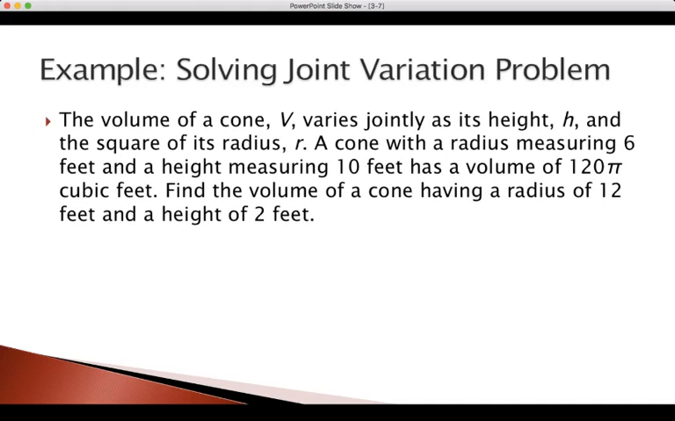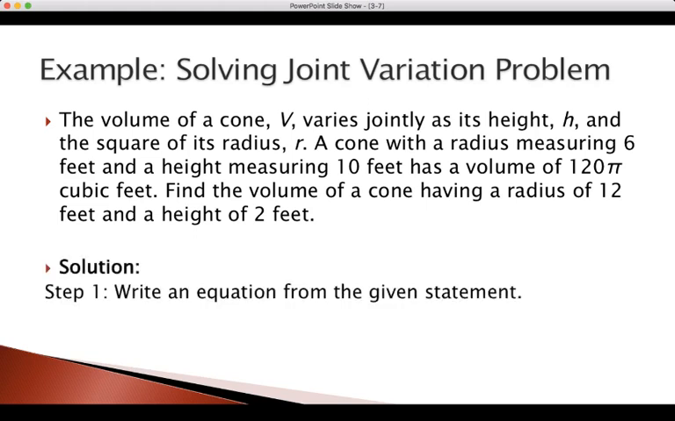Consider this. The volume of a cone V varies jointly as its height h and the square of its radius r. A cone with a radius measuring 6 feet and a height measuring 10 feet has a volume of 120 pi cubic feet. Find the volume of a cone having a radius of 12 feet and a height of 2 feet. Step 1, we need an equation. So, write an equation from the given statement. V is equal to khr squared, where k is our variation constant, h is our height, r is our radius.